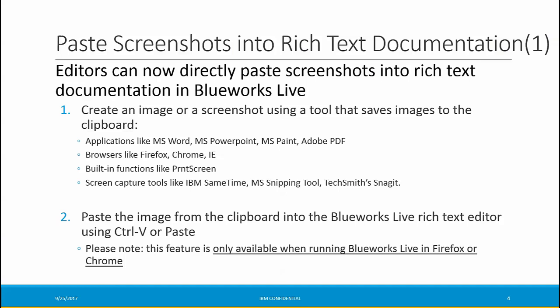You could use the copy function of browsers like Firefox or Chrome or Internet Explorer. You could use built-in functions like Print Screen, or you could use any number of screen capture tools like Sametime, the snipping tool from Microsoft, or Snagit from TechSmith. Now, once you've captured the image to your clipboard, you can paste it into the Blueworks Live rich text editor using either Control-V or Paste from the menu.